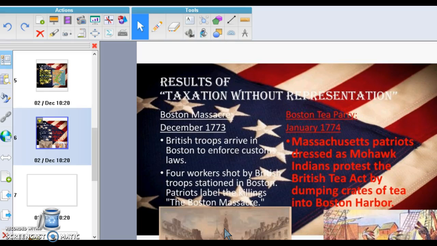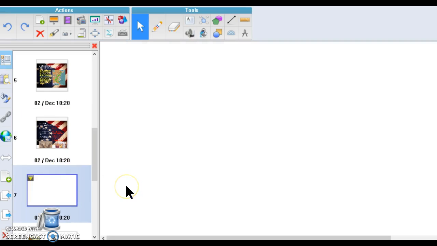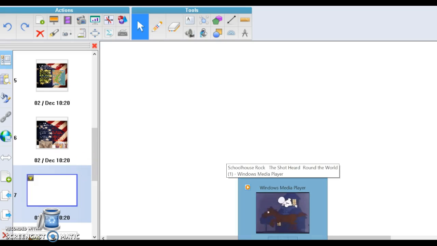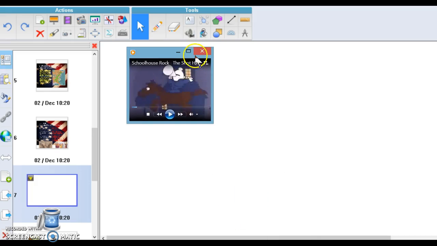It says British troops arrived in Boston to enforce customs laws. Four workers were shot by British troops stationed in Boston. Patriots labeled the killing the Boston Massacre. Remember, taxation without representation, because Britain wanted the colonists to help pay for the French and Indian War. There is another act that happened because of the Boston Massacre, and I have a short video here of the Boston Tea Party called the Intolerable Acts, which led to Paul Revere's ride. Let's watch a short video of Paul Revere.